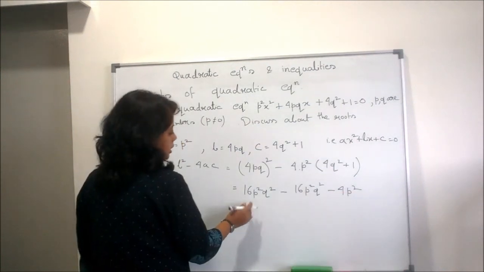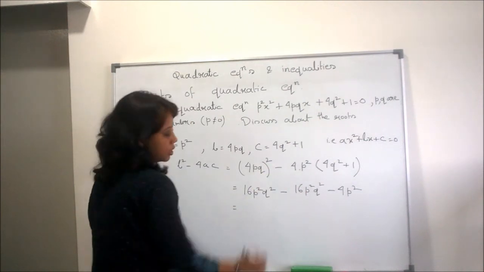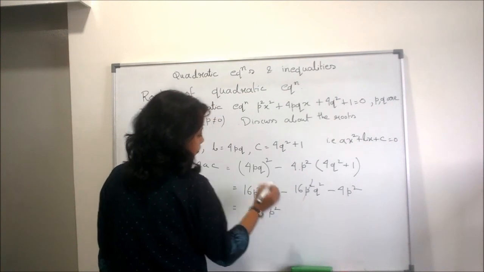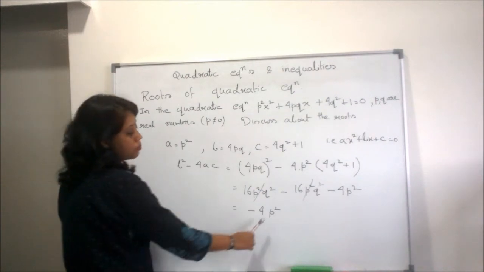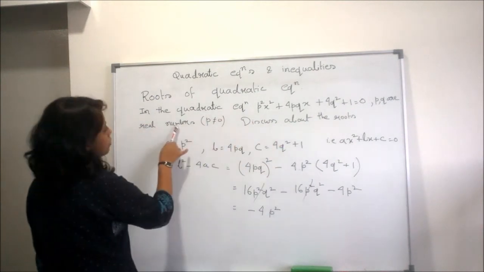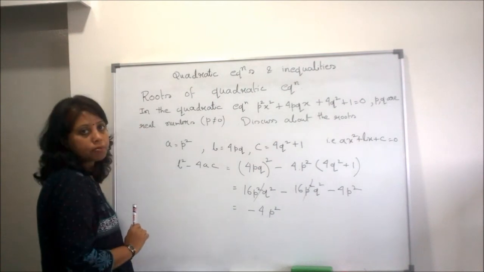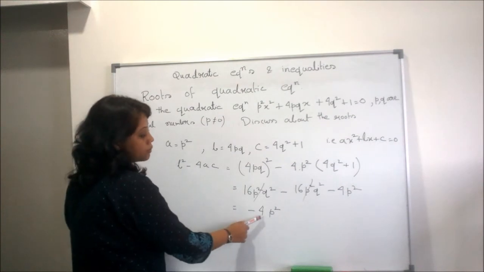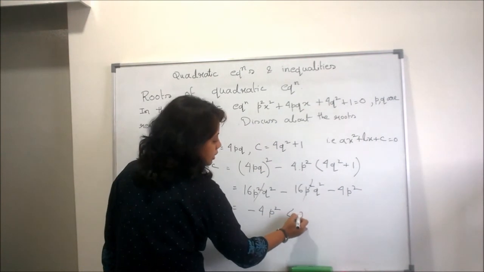Okay, that means 16 p square q square minus 16 p square q square should be cancelled. So we are left here with minus 4 p square. Now you see that 4 is a constant. P is given as a real number and P is not equal to 0. So square of a real number must be positive. So P square is positive, 4 is positive, then minus 4p square is obviously a negative number. So that is less than 0.